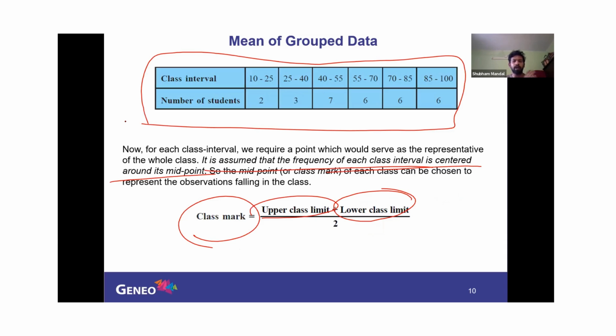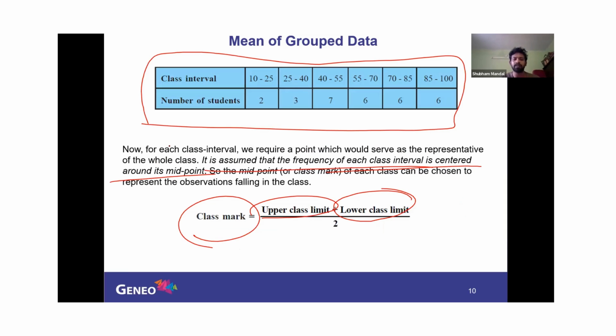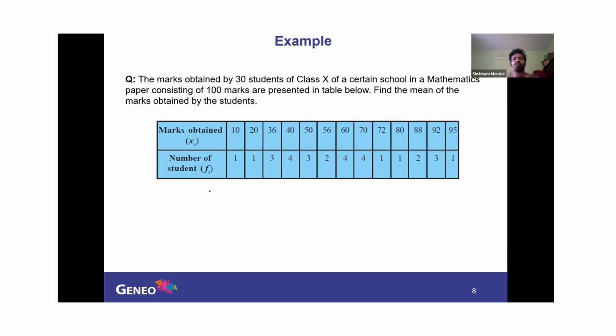Converting ungrouped to grouped. Do you have any doubt in that? To convert from ungrouped data to grouped data, just start with the least number, the smallest number. You need to always go in increasing order. So start with the smallest number. Here the smallest value of observation was 10.